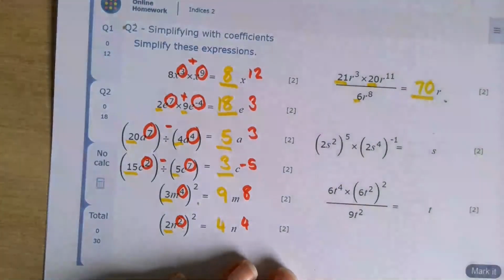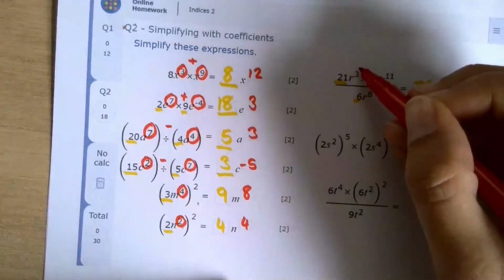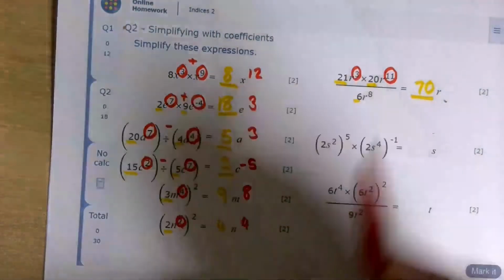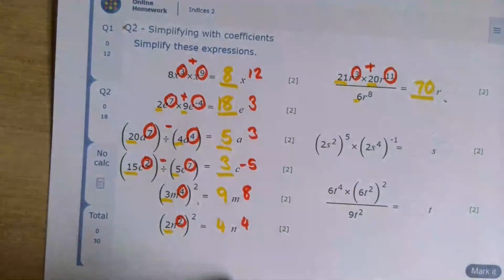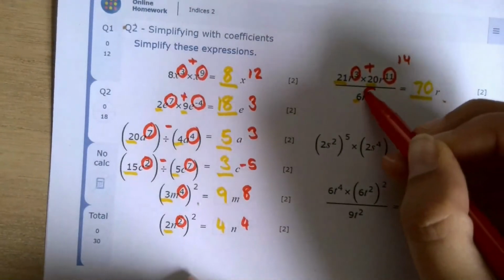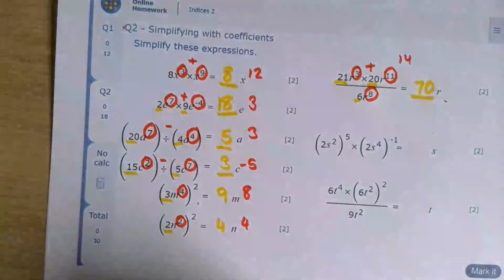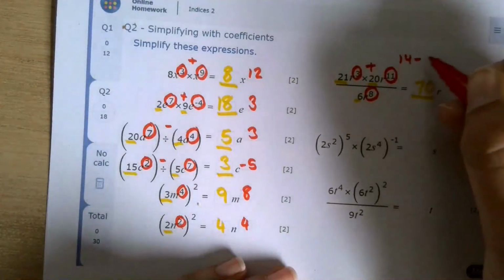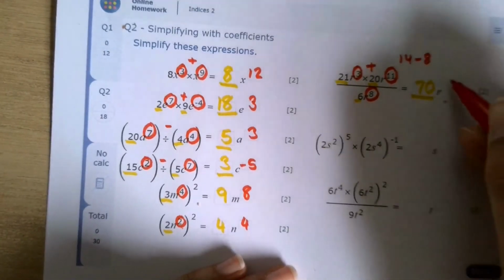And then we look at the powers. So again, numerator first. 3 and 11. We're multiplying, so we add the powers. 3 add 11 is 14. And then we think about this 8. Now we're dividing because it's a fraction. So we're going to subtract. So we're going to do 14 subtract 8, which gives me a power of 6.